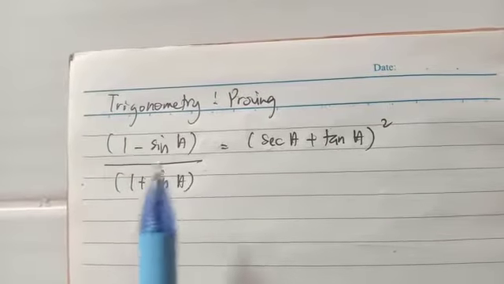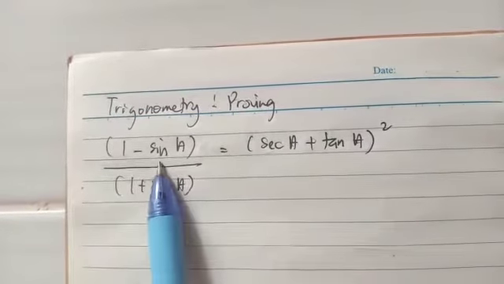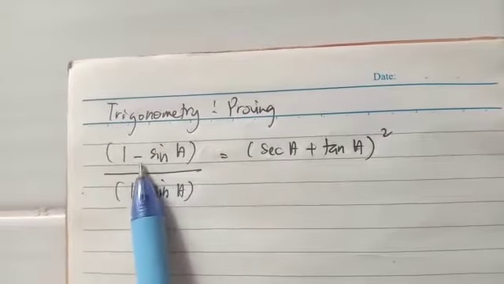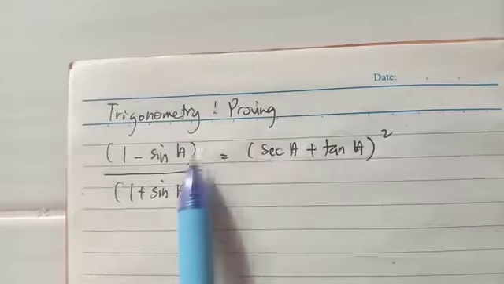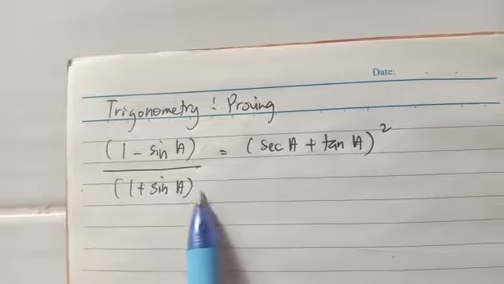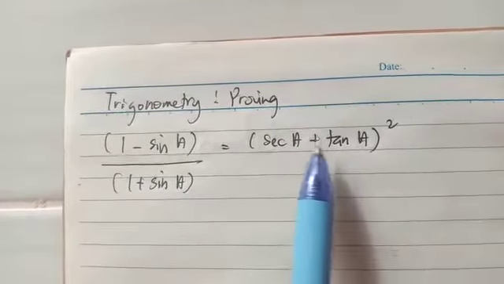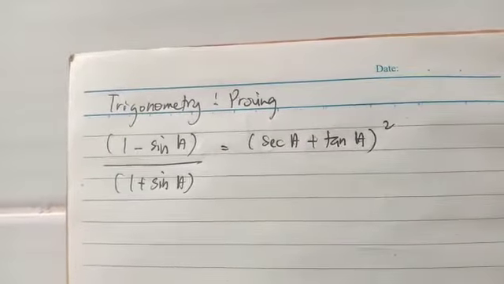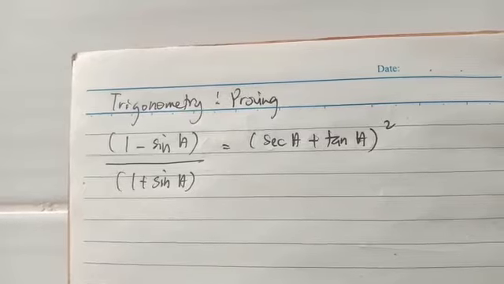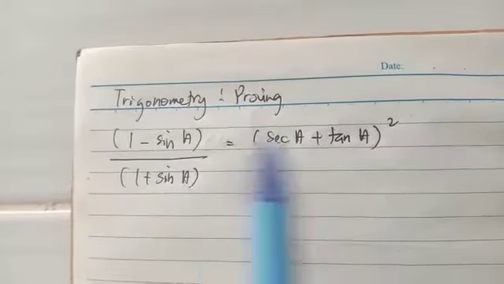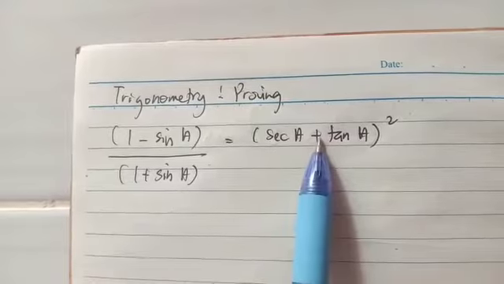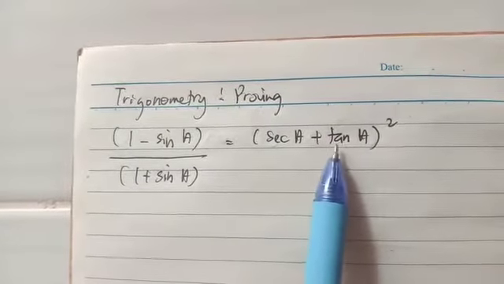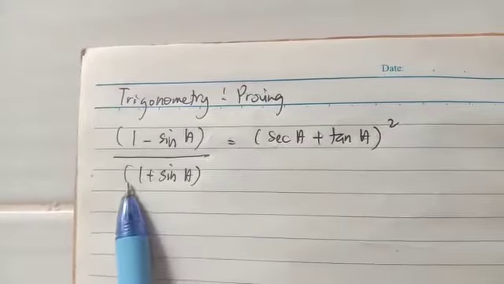You're going to prove that 1 minus sine of some angle divided by 1 plus sine of some angle is equal to secant of the angle plus tangent of the angle, all squared. So today we're going to prove how this left hand side can be the right hand side, or how the right hand side should be like the left hand side.